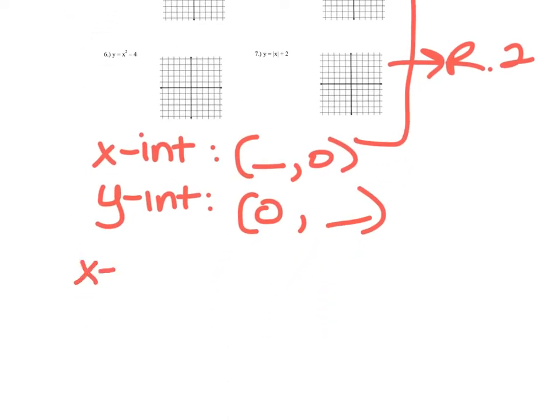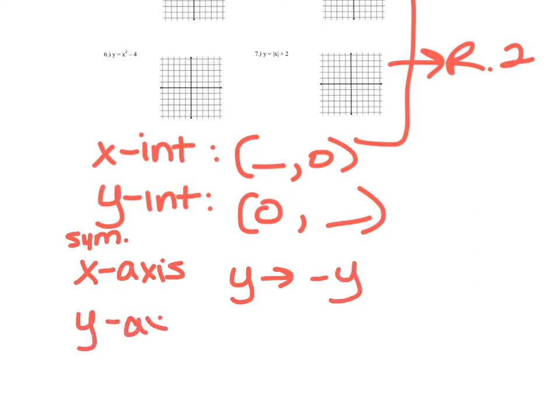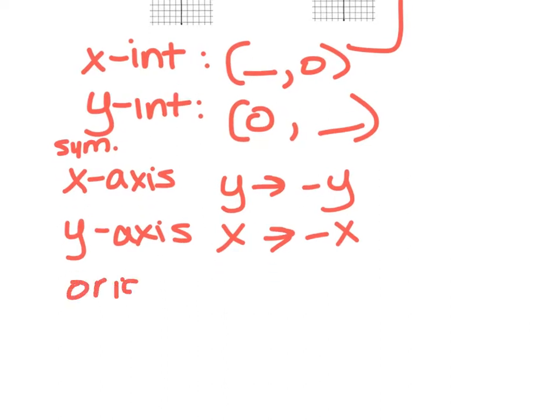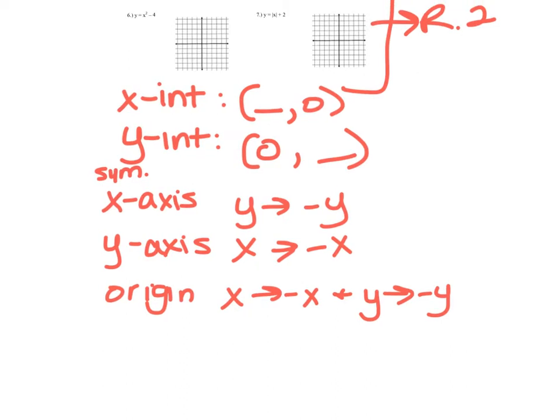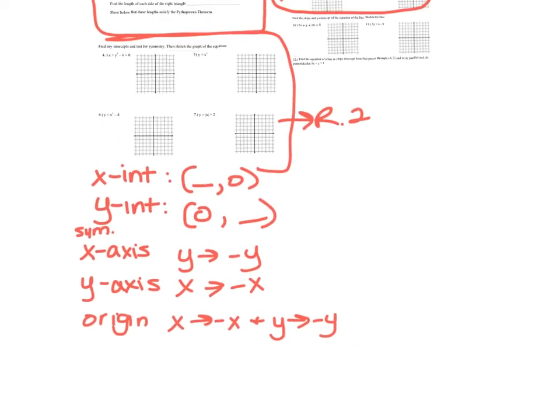And then x-axis symmetry, we change y to be negative y. Y-axis, we change x to be negative x. And origin, we change both. And in each case, after we simplify, we're looking for what? How would you know it's symmetric to the test? It's the same or exact. Good. If every term is the same or it goes back to exact opposite, every single term's exact opposite, then it would be symmetric to those specific axes.